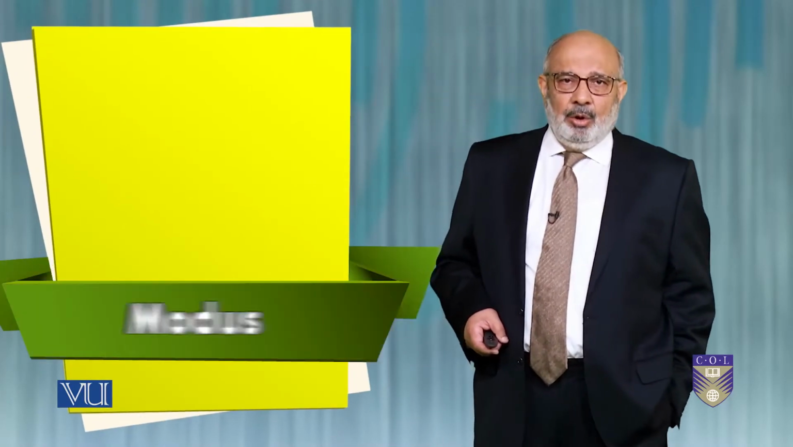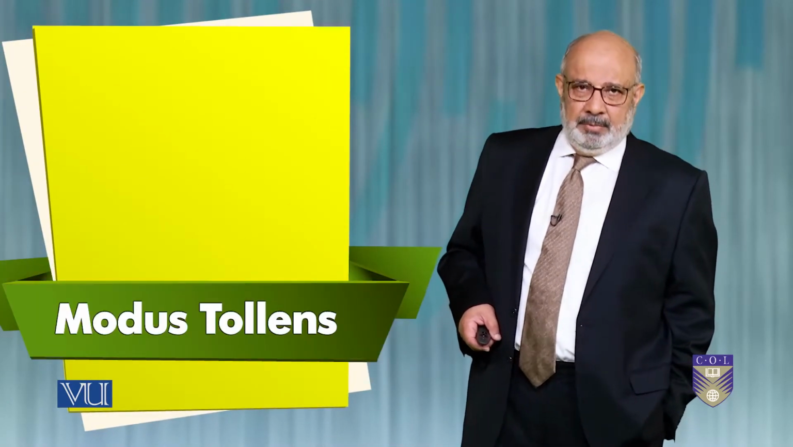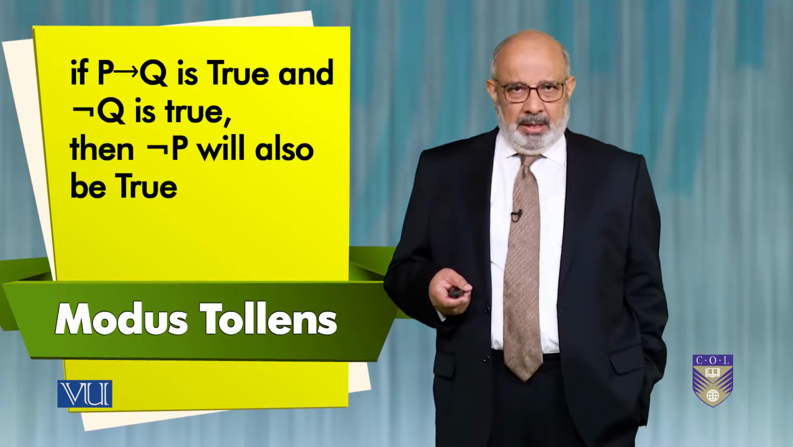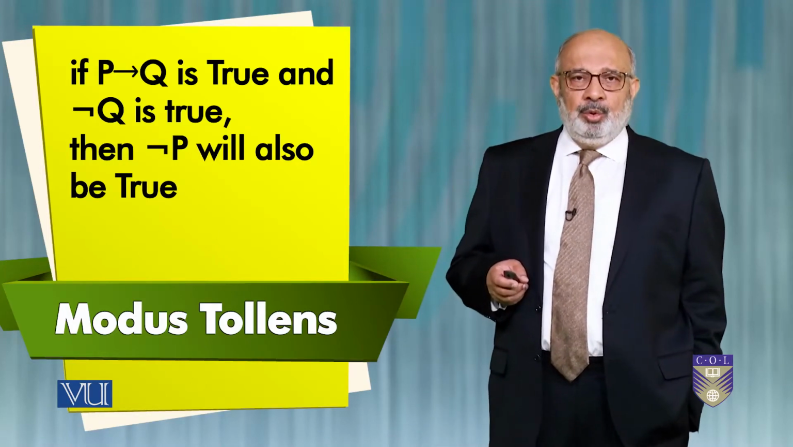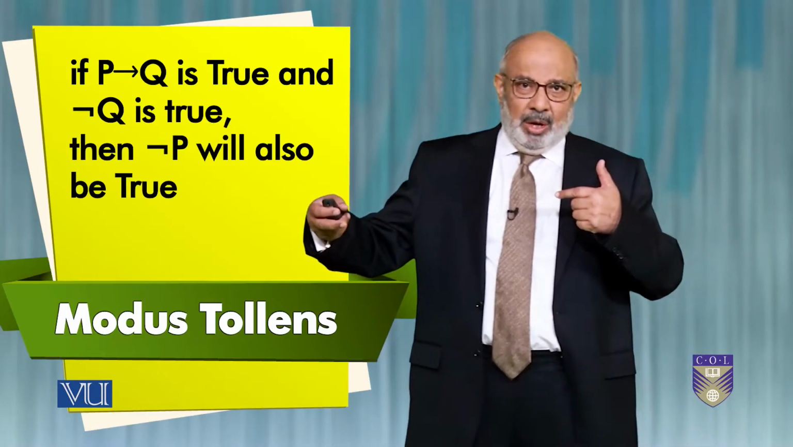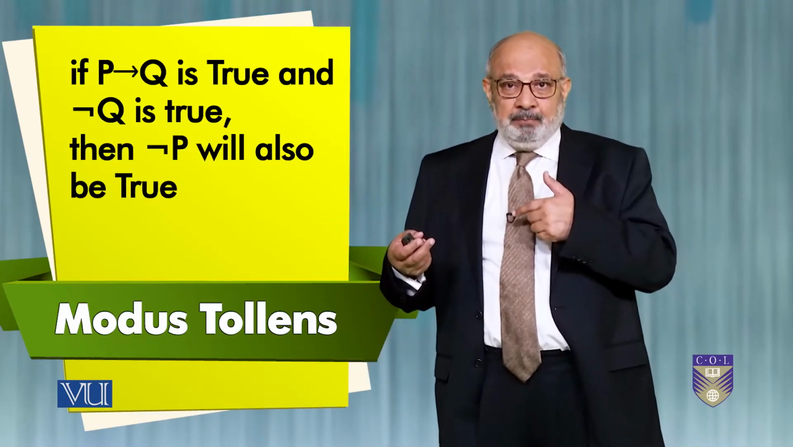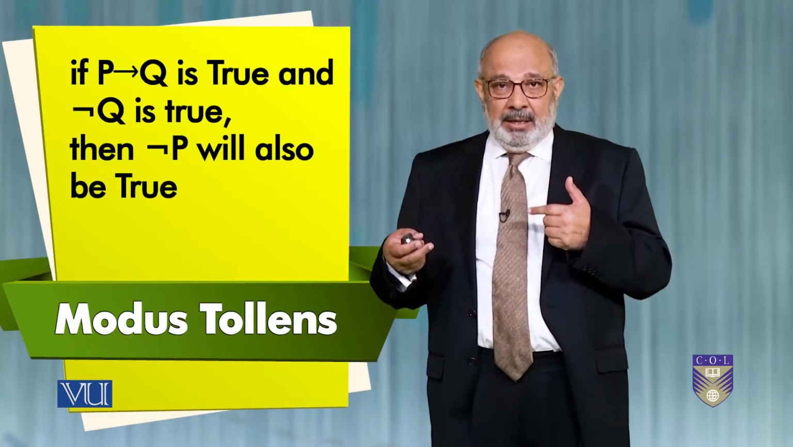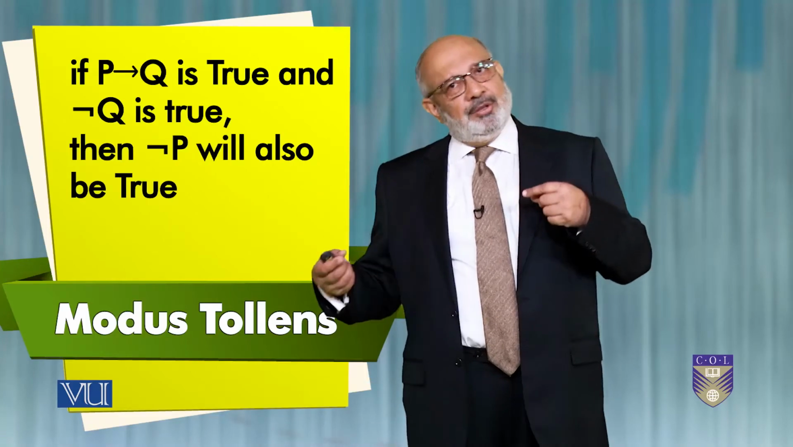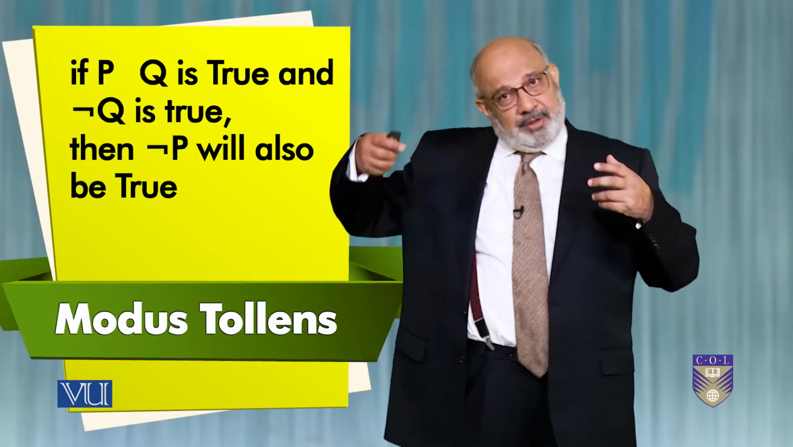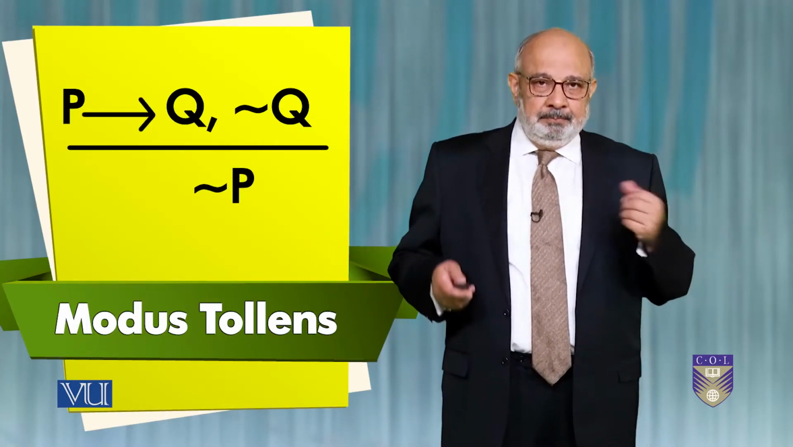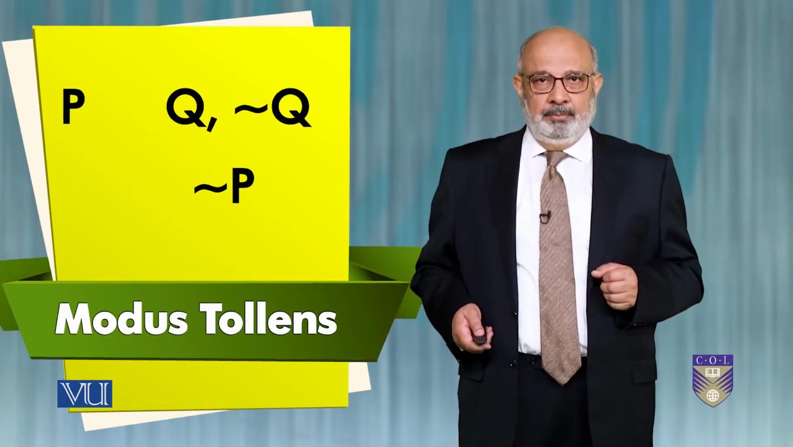The other type is called modus tollens. The rule states that if P implies Q is true and not Q is also true, meaning the second one is not true, then by implication, not P will also be true, because they are closely associated. One depends on the other. So if we don't know about P, but we know about Q, and we know that it's not true, therefore we can say that P is also not true.